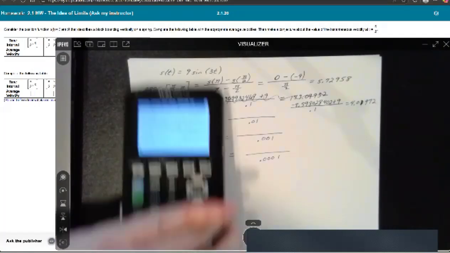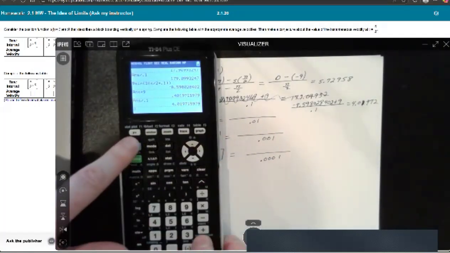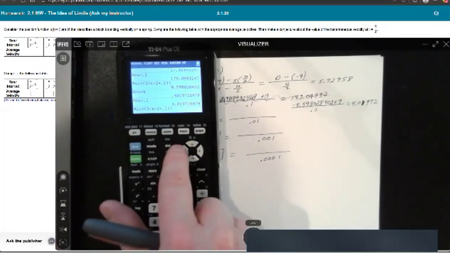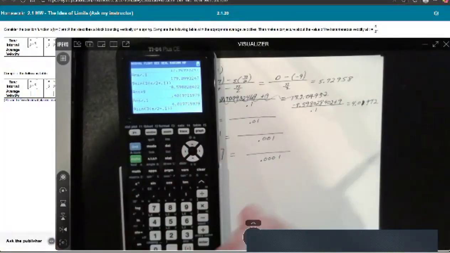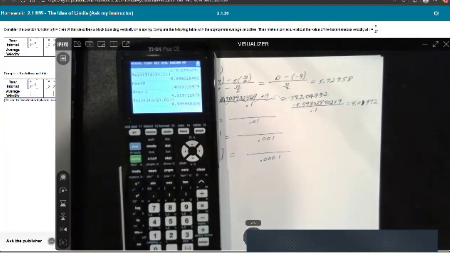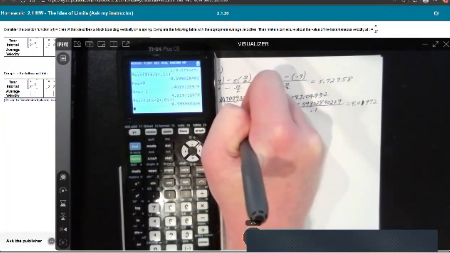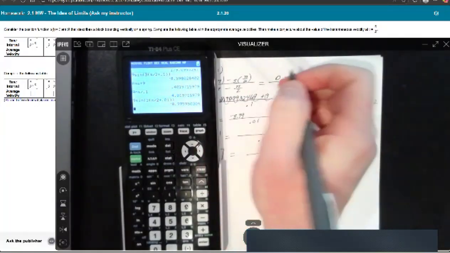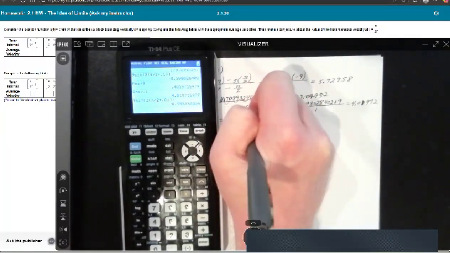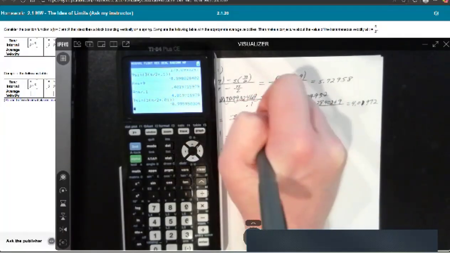The next one now. I'll pull back up my sine function here. Instead of pi over 2 plus 0.1, we have pi over 2 plus 0.01, so I'll insert in a 0. The sine of 3 times pi over 2 plus 0.01 is giving me negative 8.995950304.